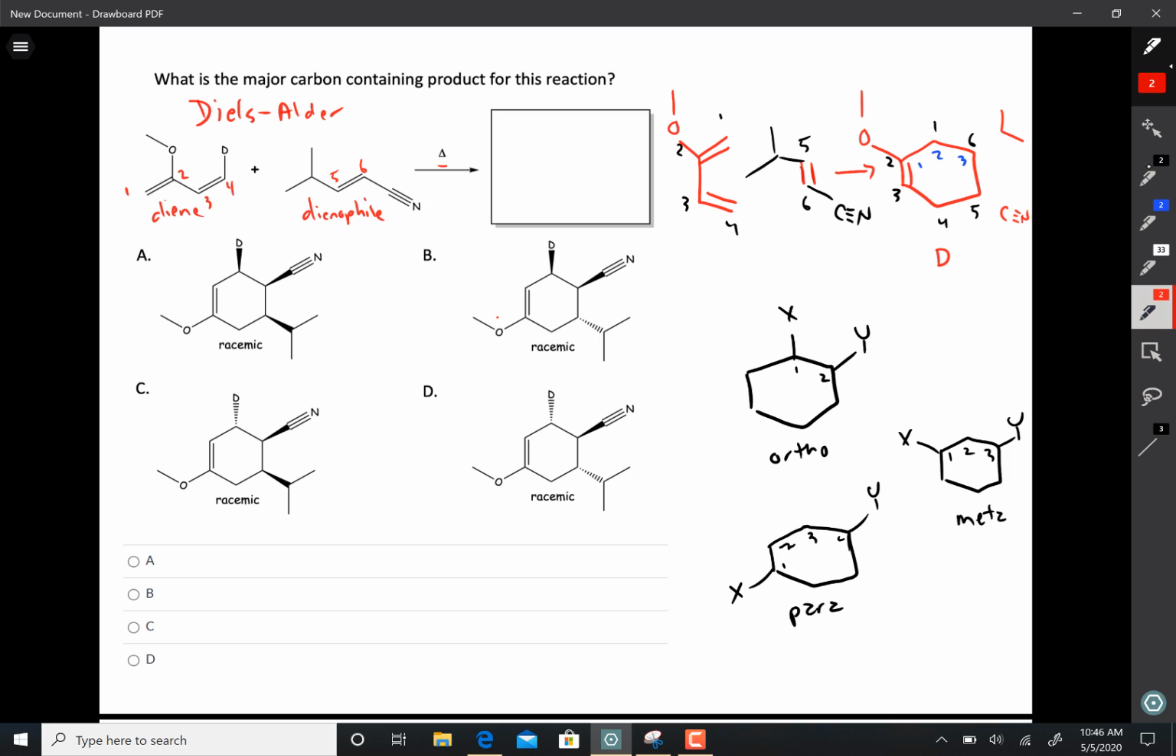Now, we've got to figure out the stereochemistry. On the dienophile, the two groups are trans to each other. What that means is they're going to be trans to each other on the cyclohexene as well. And so, you pick a stereochemistry for the electron withdrawing group. That's a wedge. For that isopropyl group to still be trans, that must be a dash, like so.